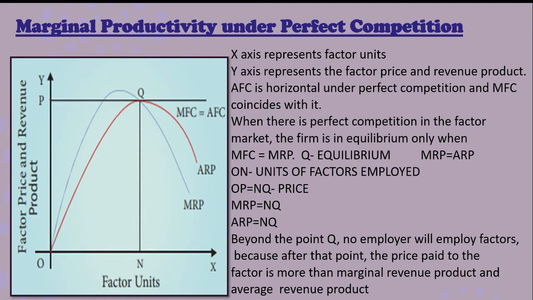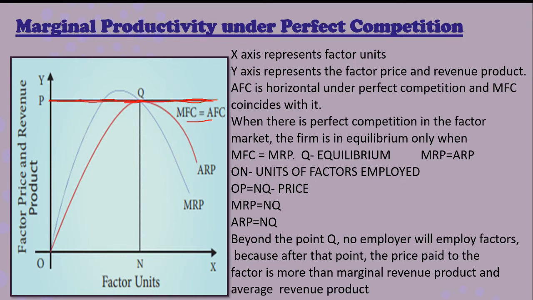So this is your AFC curve. It is a straight horizontal line parallel to the x-axis. If I ask you to draw MFC, it is also here only. This is the MFC curve. So both the curves coincide with each other. That's why we write MFC is equal to AFC.